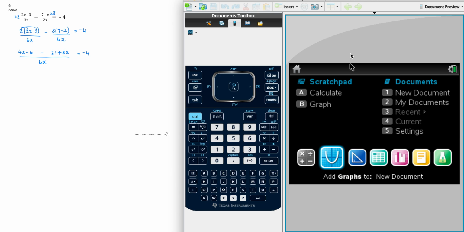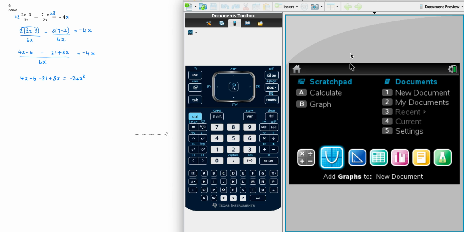And then from here, I can group those together. So I can multiply everything. Sorry, the original question for you guys was actually an x here, wasn't it? I think my version of it's not quite right. So now we're going to need to multiply everything by 6x. So we've got 4x minus 6 minus 21 plus 3x is equal to, and it's going to be minus 24x squared. So you can see that's where the quadratic comes from.